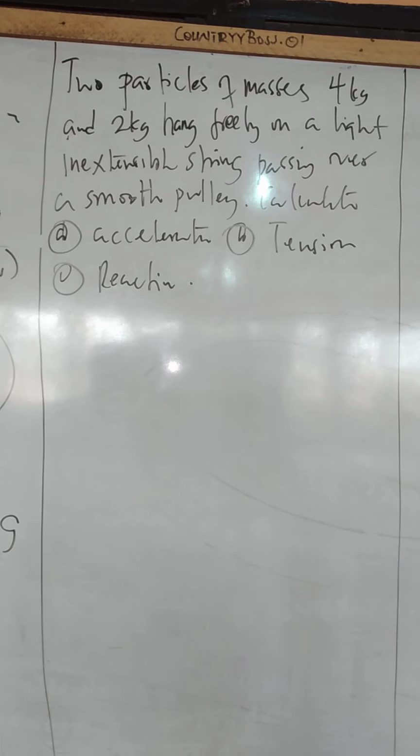Okay, so let us look at the question on the board. We have 2 particles of masses 4 kilogram and 2 kilogram hanging freely on a light inextensible string passing over a smooth pulley. Calculate the acceleration, the tension, and then the reaction.